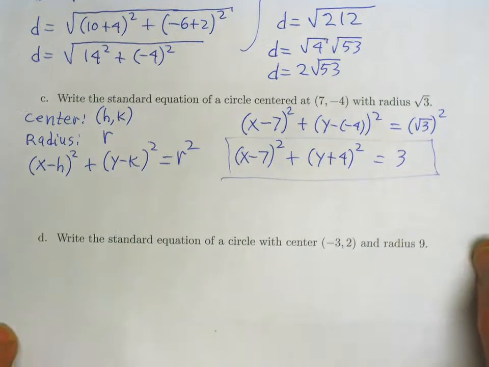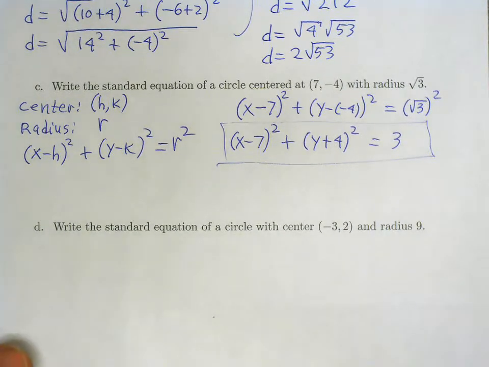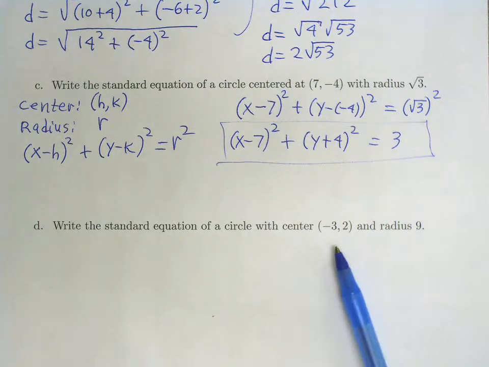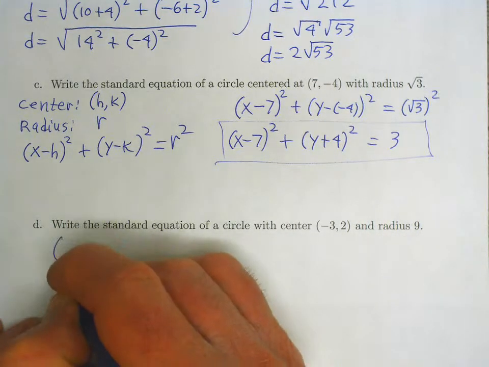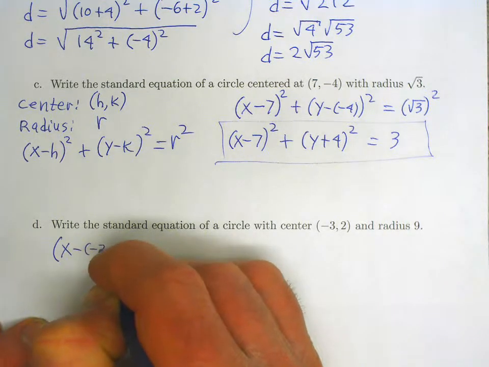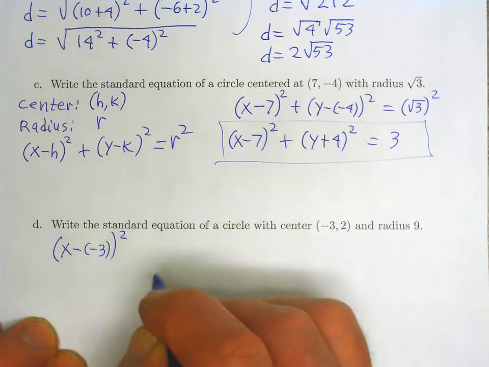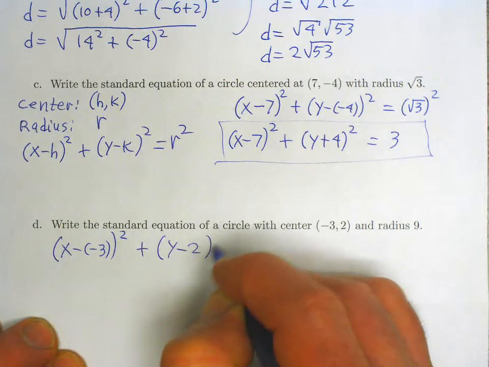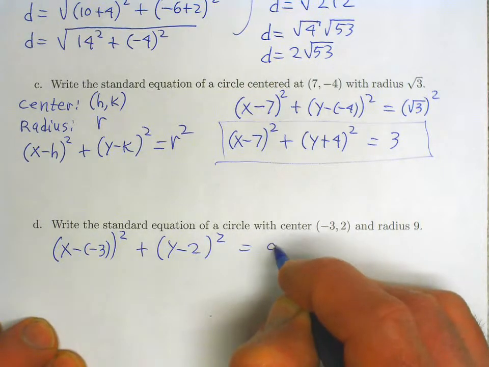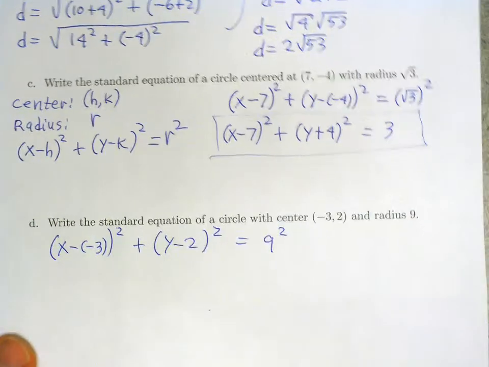Okay, the next one is the same kind of exercise. This time the center is the ordered pair negative 3, 2, and the radius is 9. So we can start by writing x minus the x coordinate, negative 3, quantity squared, plus the quantity y minus 2 squared equals 9 squared, the radius squared.